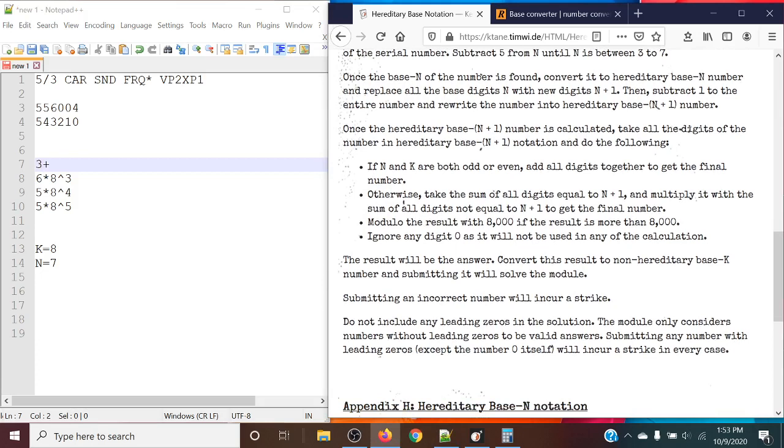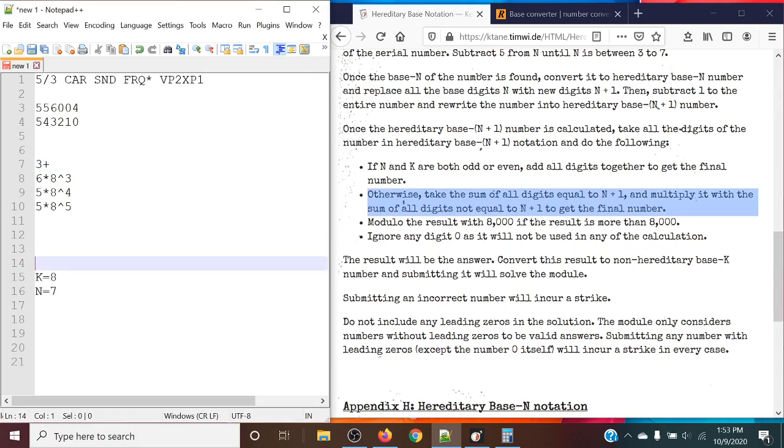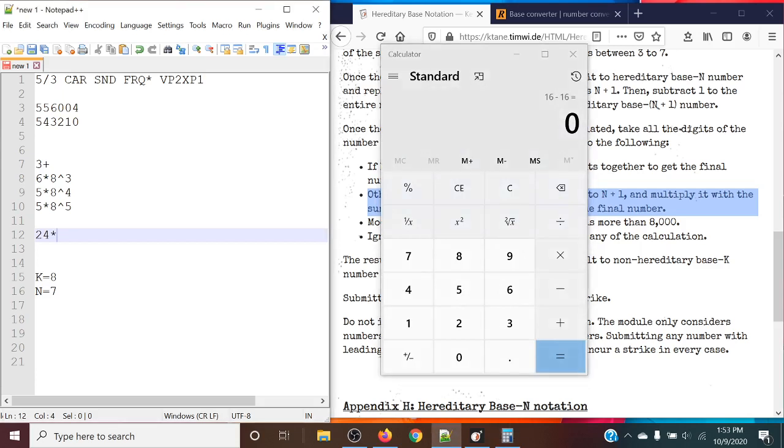If n and k are both odd or even, they are not. We will take the sum of all digits equal to 8 and multiply them with the sum of the digits not equal to 8. So we have 8 plus 8 plus 8. 8, 16, 24. So 24 is our first number of the n plus 1 digits. And now we need to add the rest of the digits and get our multiplication value. So we have 3 plus 6 plus 3 is 5 plus 4 plus 5 plus 5. And that is equal to 31. So all I did was just avoid the 8s for the second part of this equation. So 31 is our answer.